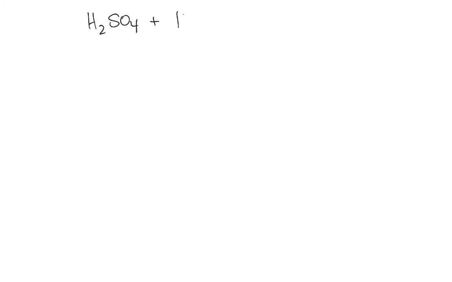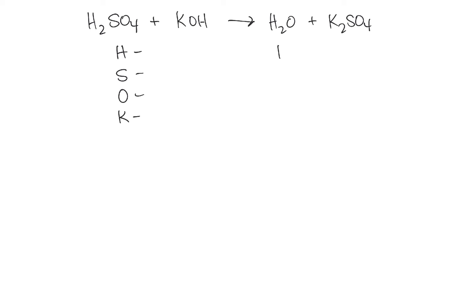H2SO4 plus KOH produces H2O plus K2SO4. All right, so on the reactant side, we have hydrogen, sulfur, oxygen, and potassium. I hope I have those same things on the other side. I like to write them in the same order on both sides of the equation, both the products and the reactants, so that I can directly compare them and I don't get them mixed up.